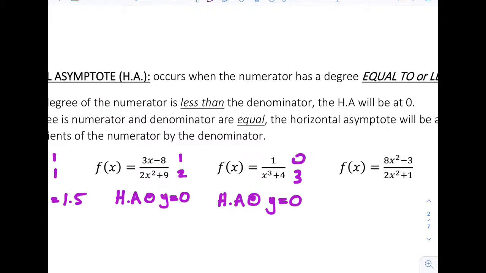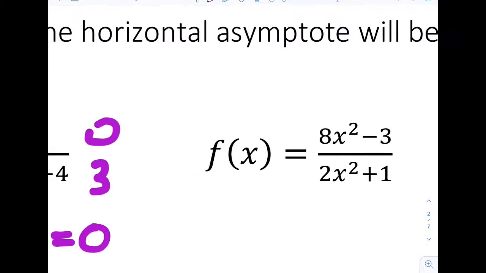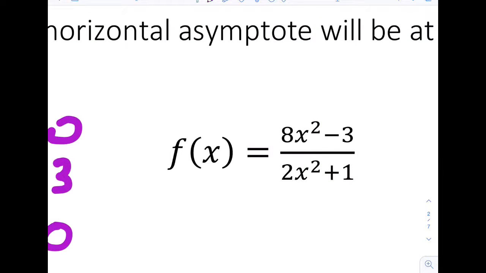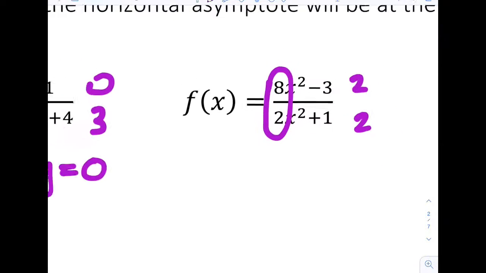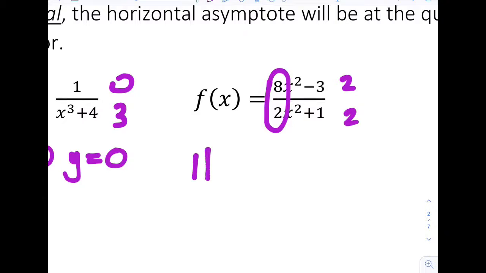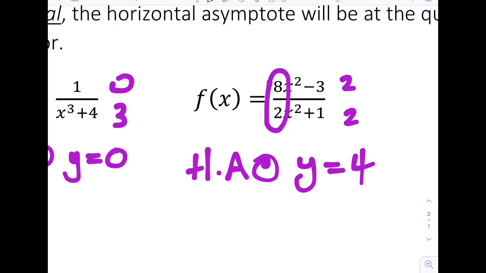And finally, the last one that we have over here. When we have a degree of 2 and degree of 2, same degree, we're going to divide those leading coefficients. 8 divided by 2, which is 4. So that means we're going to have a horizontal asymptote at y is equal to 4. So that means 4 above, we're going to have that horizontal line.